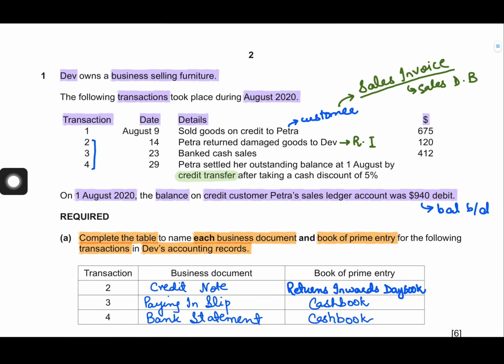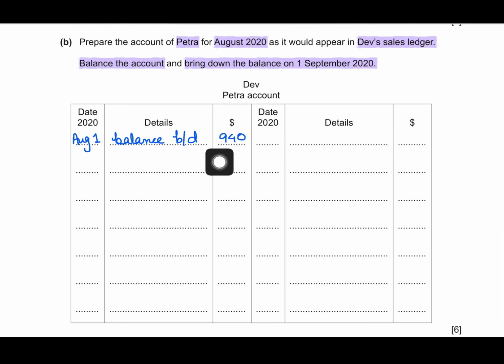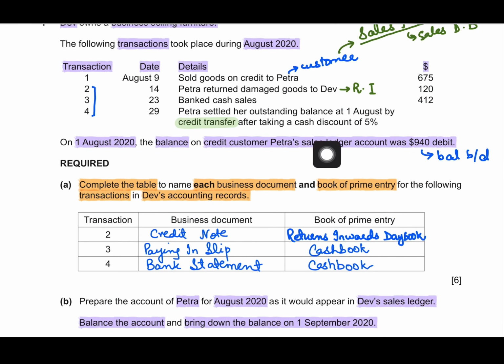Okay, so we are told the transactions that took place between Petra and Dave during August 2020. So should I directly start with this credit sales on August 9 amounting to $675? No. After these transactions, I was also told the opening balance in Petra's account, and that was 940 debit. So please don't make the mistake of forgetting to enter the opening balance. So first of all, we will write the opening balance on August 1st, and that is the balance brought down. Petra is the customer of Dave, so customers usually have debit balances, and we are also told that this is a debit balance amounting to $940.